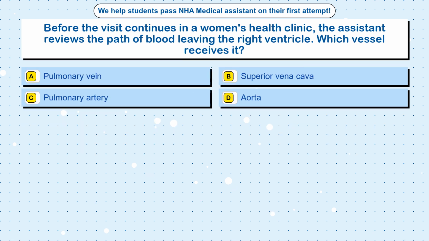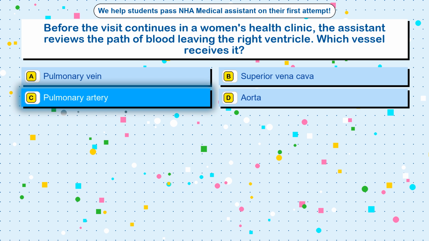Question 91. Before the visit continues in a women's health clinic, the assistant reviews the path of blood leaving the right ventricle. Which vessel receives it? Option A, pulmonary vein. Option B, superior vena cava. Option C, pulmonary artery. Option D, aorta. The correct answer is option C.